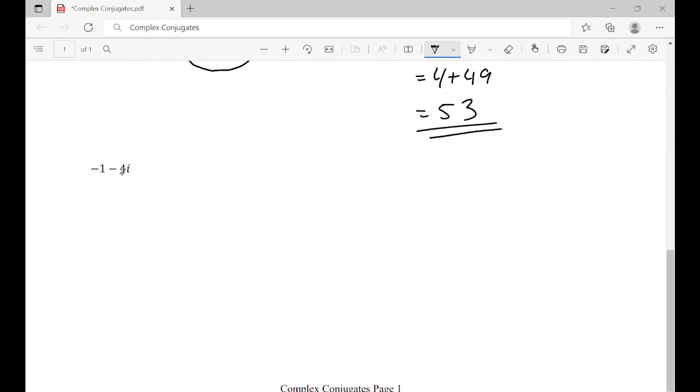Last, negative 1 minus 4i. So what's the complex conjugate? Again, we just take the middle sign and change it. So it's still negative 1, but we only change the middle sign, so positive 4i. And now we're going to multiply them together.